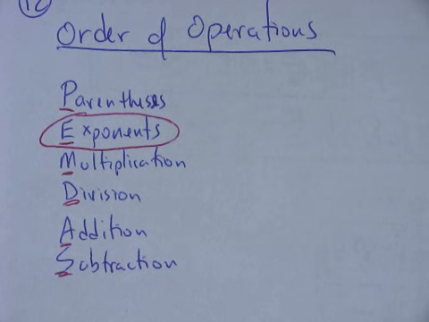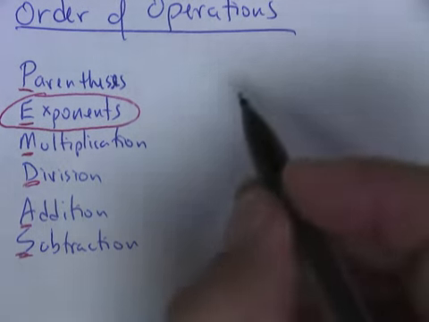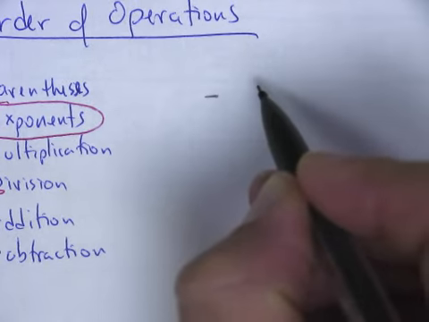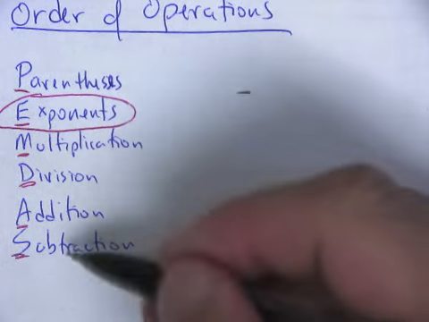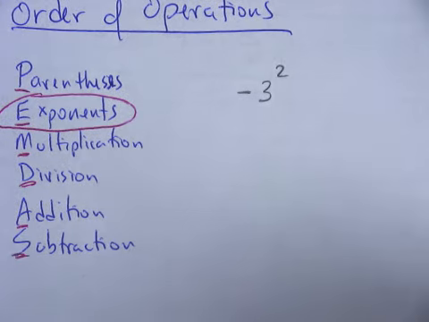When we talk about exponents, there's about three small little problems that we have to be able to know how to do, and they deal with negatives. So let me throw them out at you. I'll write them up here, and then we'll talk about them, and then we'll practice doing this a little bit. So let's go negative 3 squared.